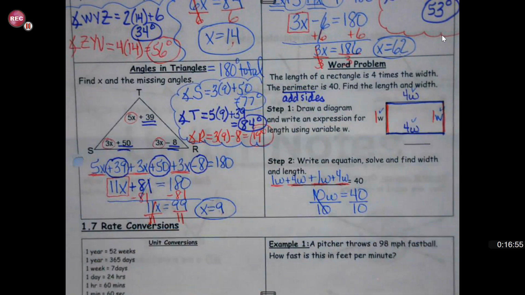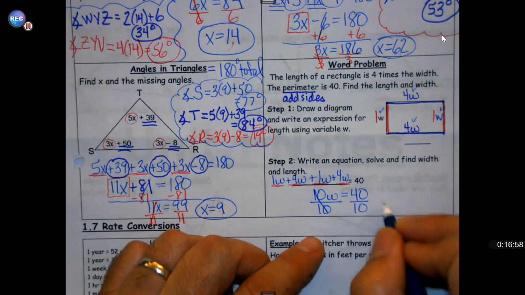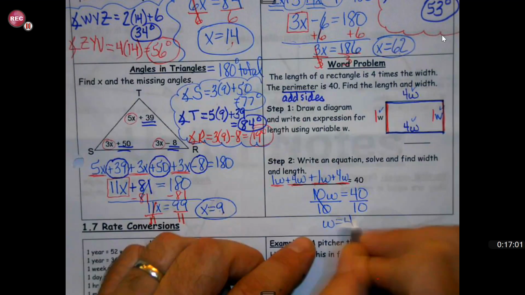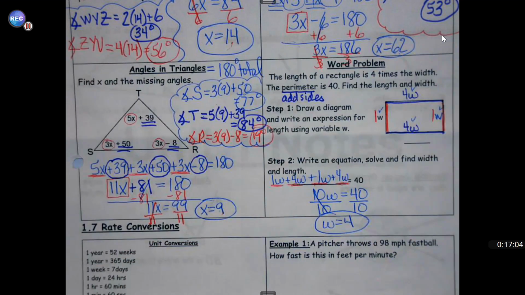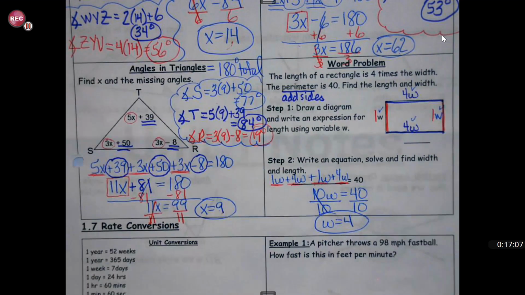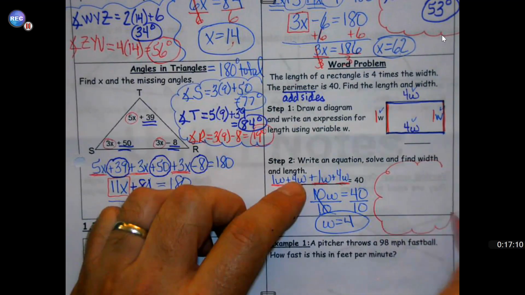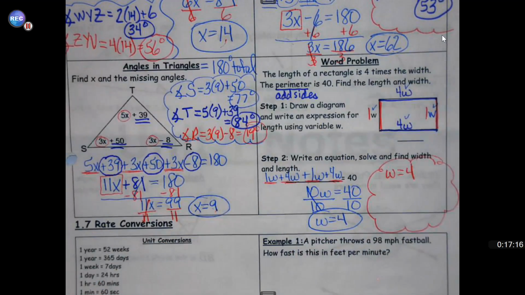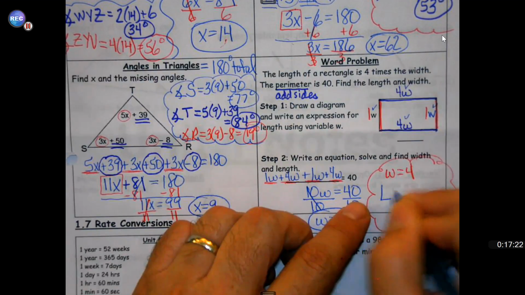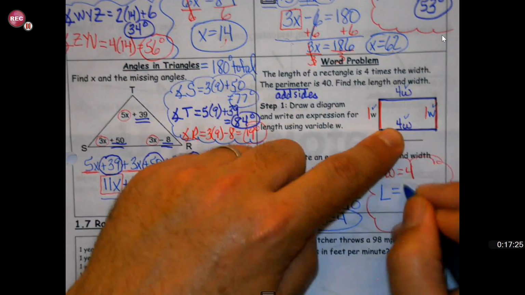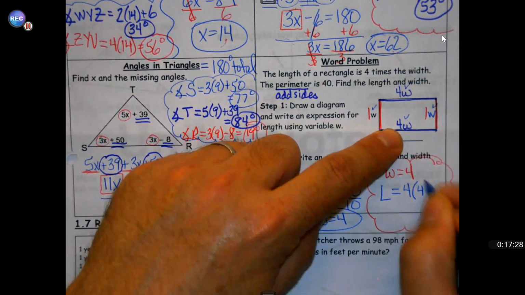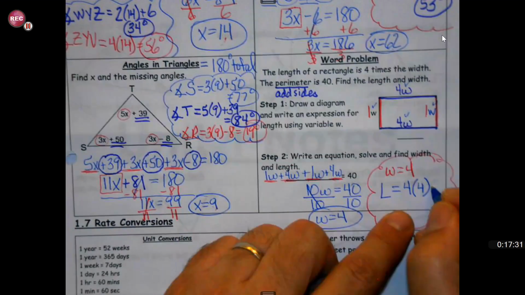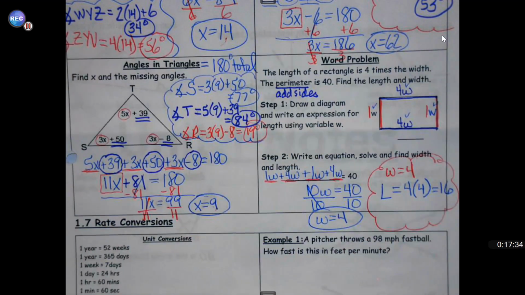And I only got to do a one-step equation this time. That's kind of nice. So it says to find the width and length. I actually did one of those already. I just found the width. It's 4. I don't have to do anything else. My length is 4 times W. And I can get that one that way.